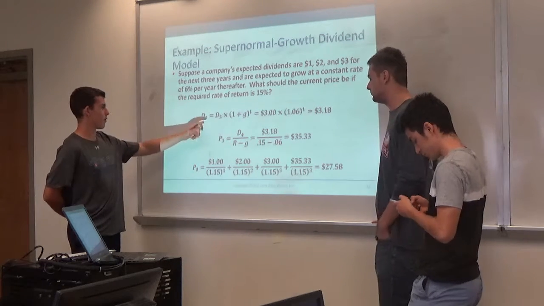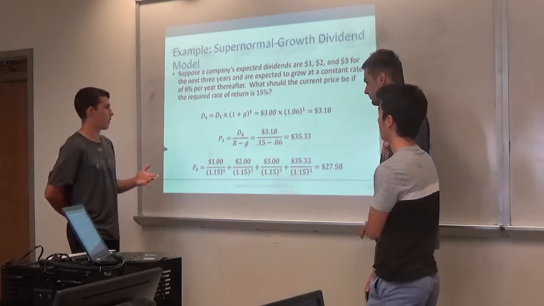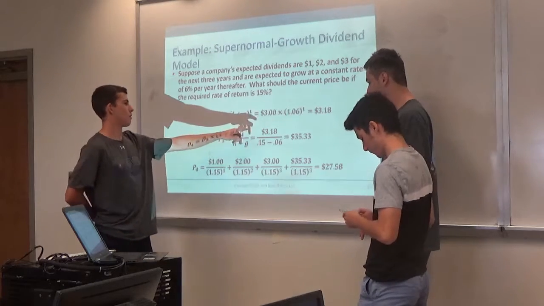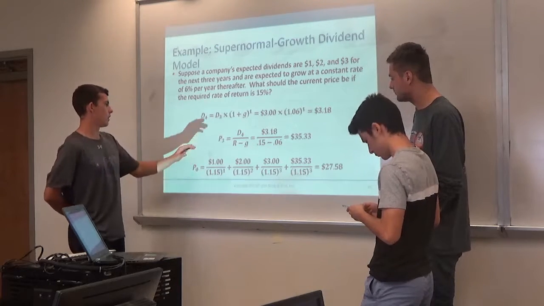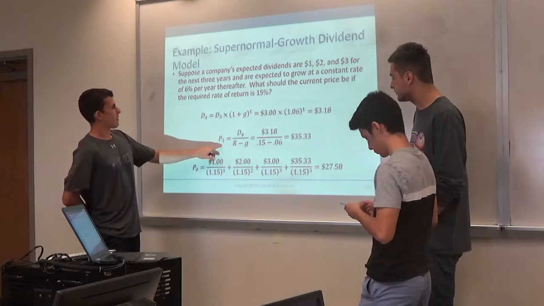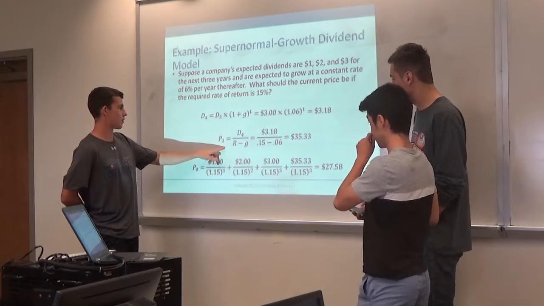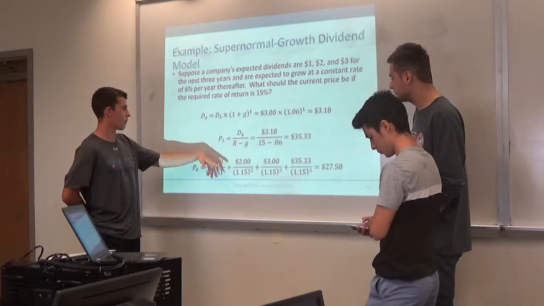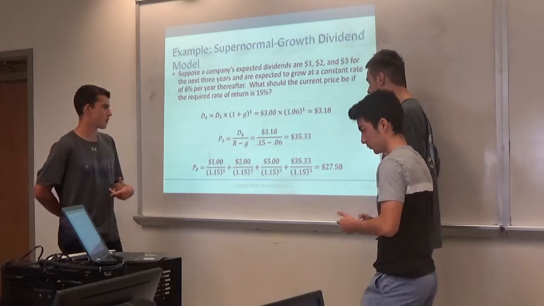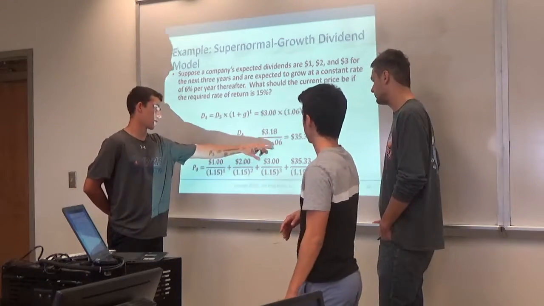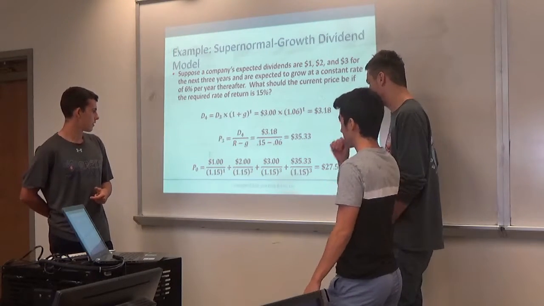Then we do the dividend for year 4, which is equal to the dividend of year 3 times 1 plus the growth rate to the power of 1. So it's $3 times 1.06 to the 1, which equals 3.18. Then you do the present value. Is that present value? No, that's the terminal value, which is equal to the dividend of year 4 over the rate of return minus the growth rate, which is 3.18 over 0.15 minus 0.06, which should give you a value of 35.33.